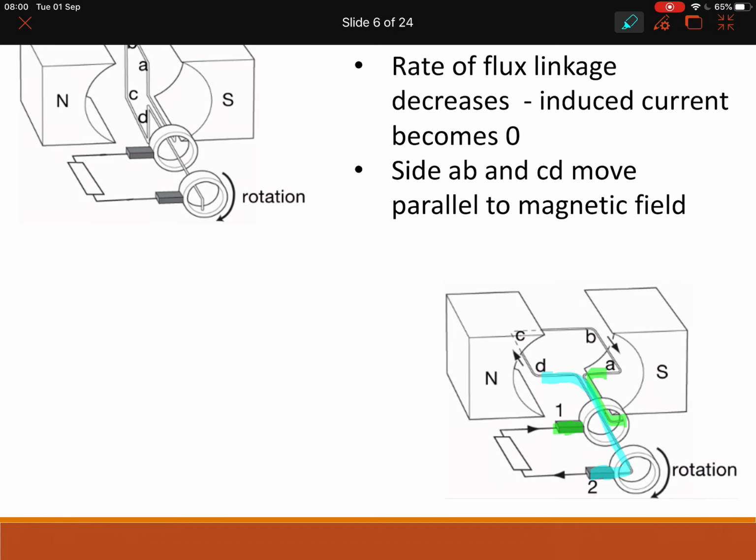The difference here is, and I need you to fix this for me, please. The current still goes in this direction around the wire, okay? But now the current is going to come out of 1 and into 2. Okay, so out of 1 and into 2. So this is the wrong way around. So the current has changed direction in the external circuit as well.